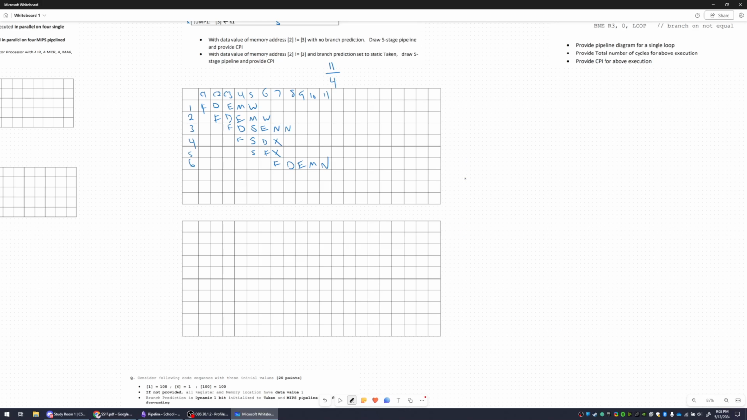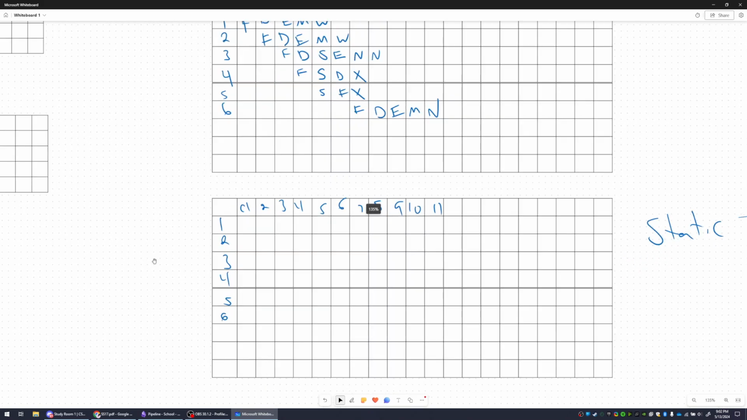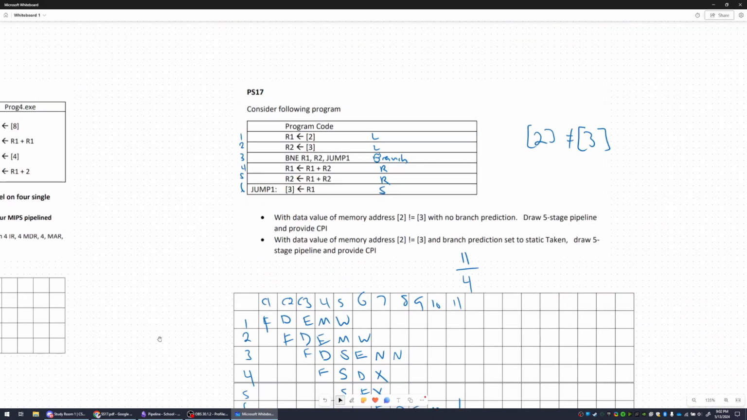Okay, so this one is for static taken. The same as before, where lines 2, 3, 4, 5, 6. Okay, so I'm going to copy the code.